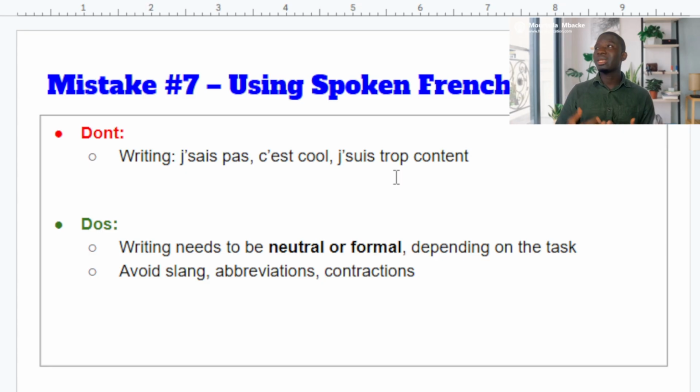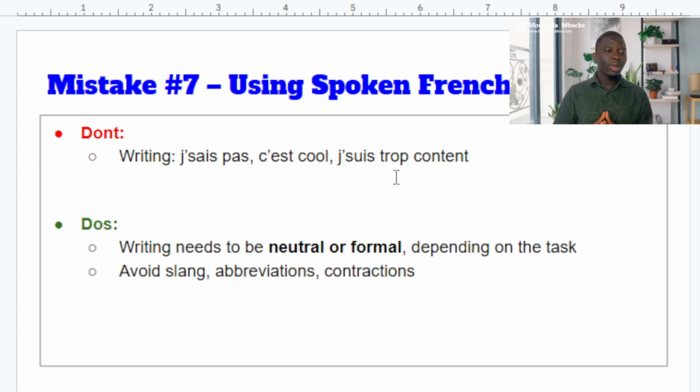Maybe you can replace trop content with something like very happy. If it was in English, you could replace it with thrilled. In French, you can replace it with je suis ravi. If it was English, you can replace it with I'm thrilled instead of saying I'm too happy. Same thing in French, you can do that.